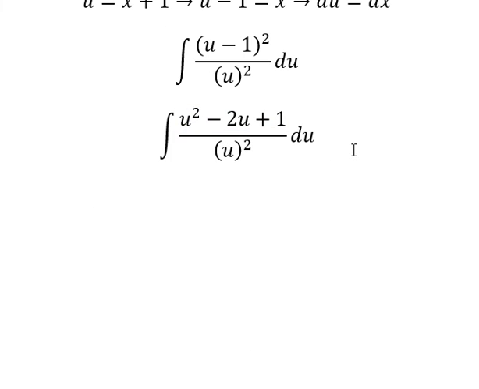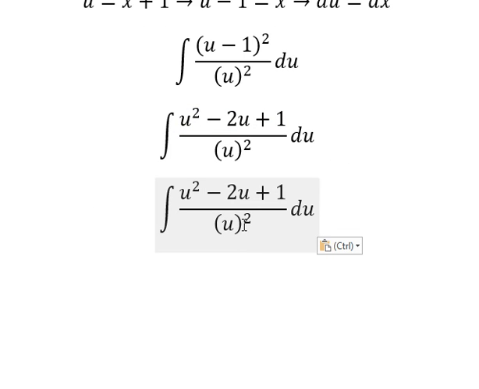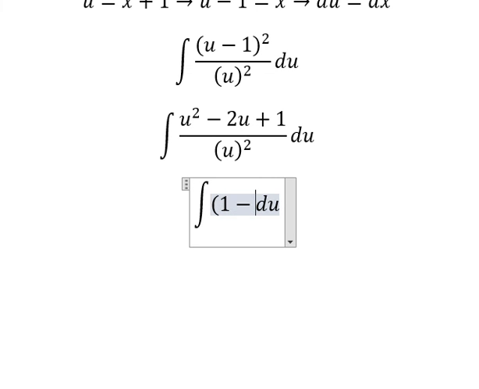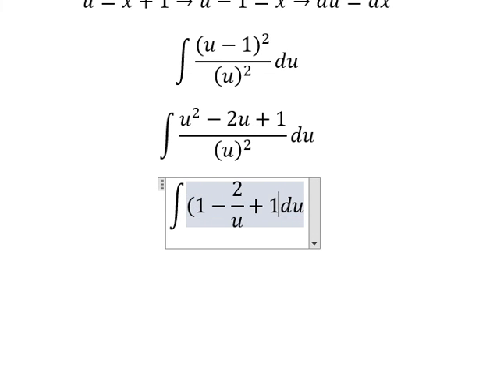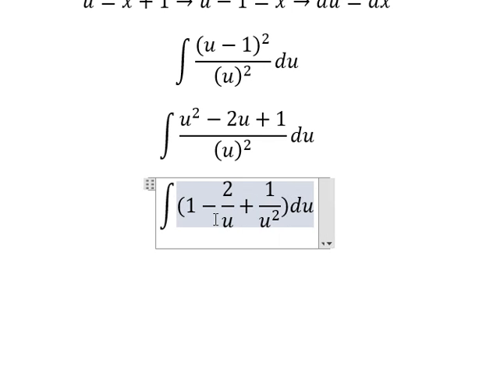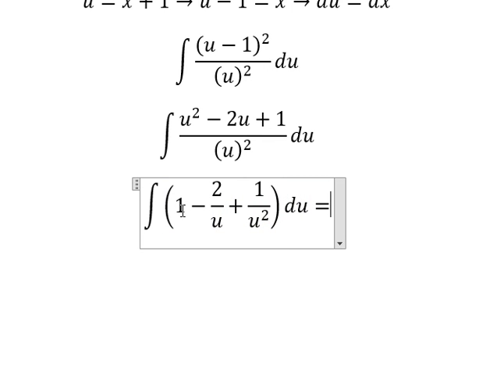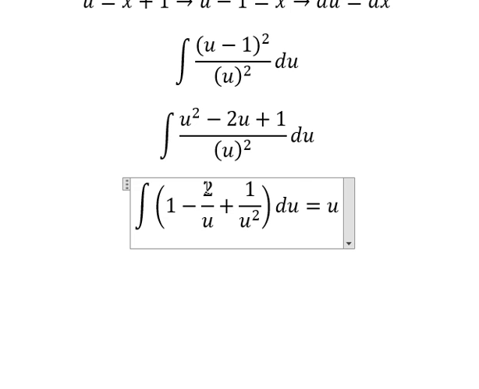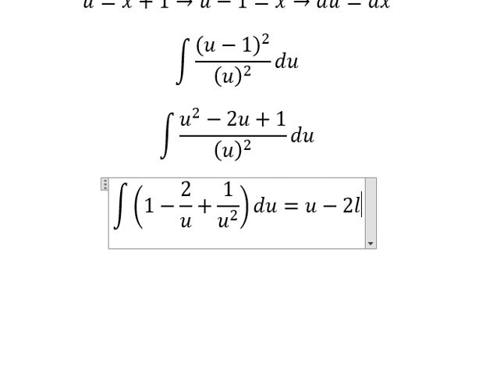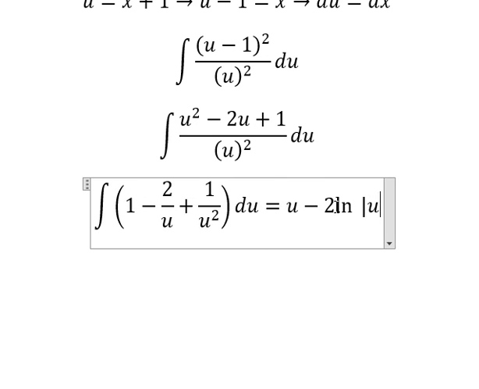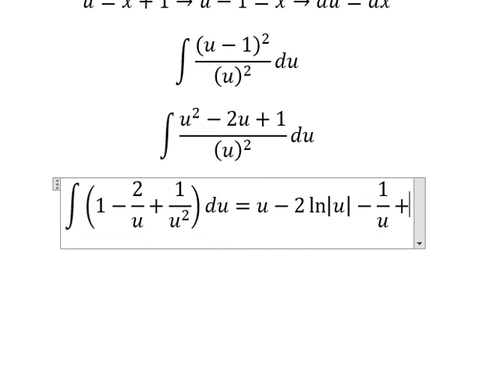Next, u squared divided by u squared, 2u divided by u squared, 1 divided by u squared, and you get 1 minus 2 over u plus 1 over u squared. The integration of number 1 you get u. The integration of 2 over u, you get negative 2 ln of the absolute value of u. And the last one is negative 1 over u, and we put plus C.